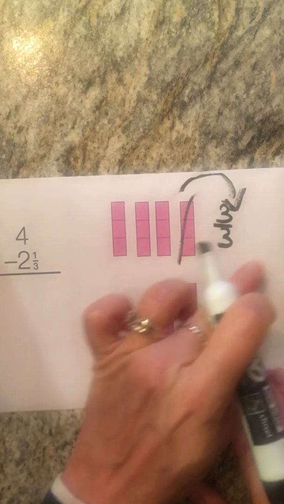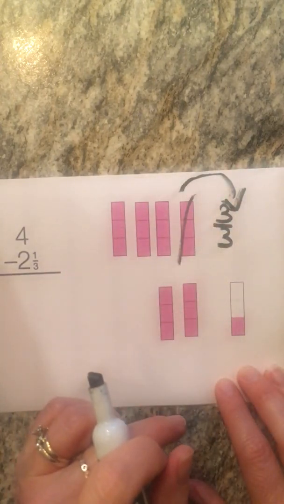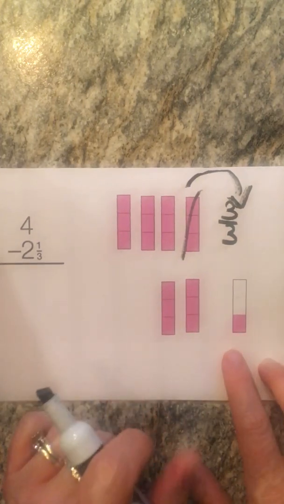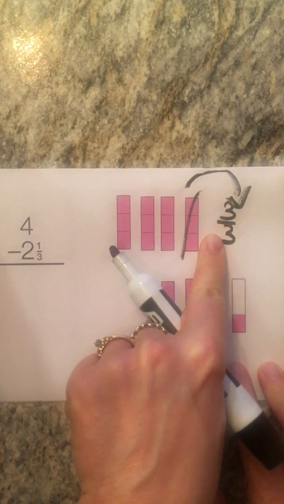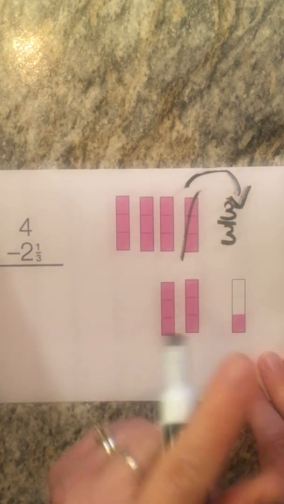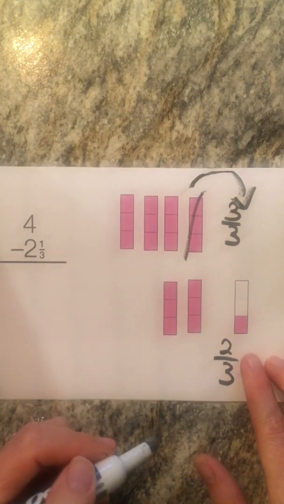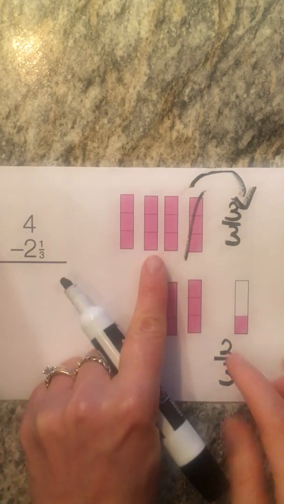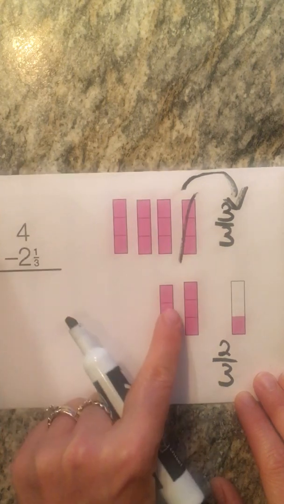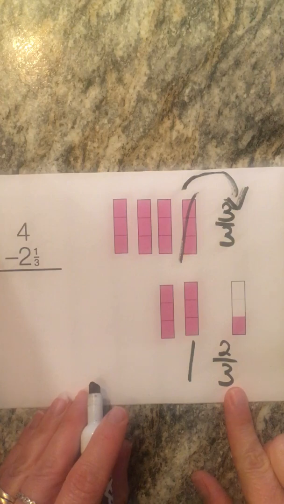Okay, now we have something in our blank spot, right? We shifted a whole. Now we can go ahead and subtract this fraction. Well, what is 3/3 minus 1/3? Okay, 3/3 minus 1/3 would be 2/3. Okay, now I can subtract my whole numbers. Remember, I gave a whole away, so I only have 3 up here. 3 minus 2 is 1. I have 1 and 2/3.